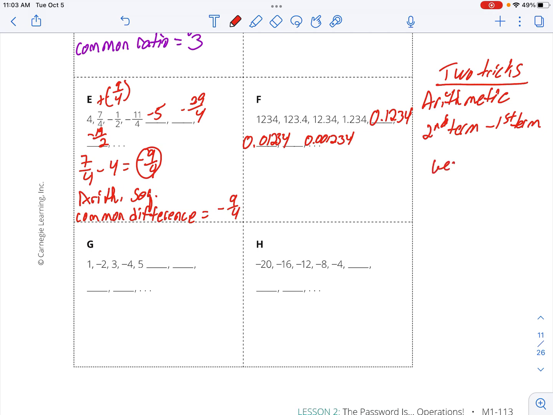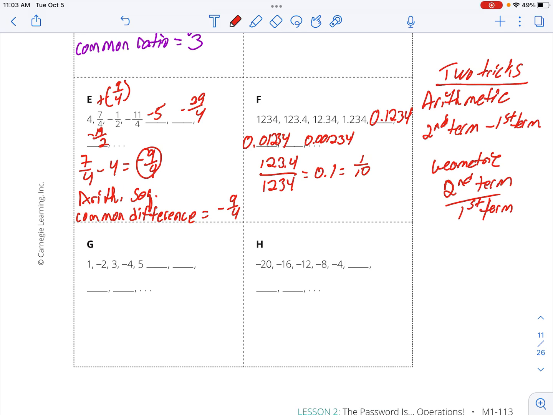Now, how do I know it's geometric? Here's my other trick. If it's geometric, to calculate that common ratio, it's the second term divided by the first term. So in this case, if I go to my calculator and I punch in the second term of 123.4 divided by the first term, your calculator gives you 0.1, which is the same thing as saying 1/10.